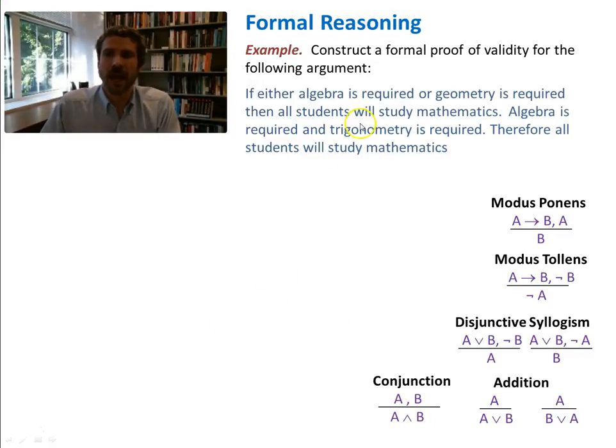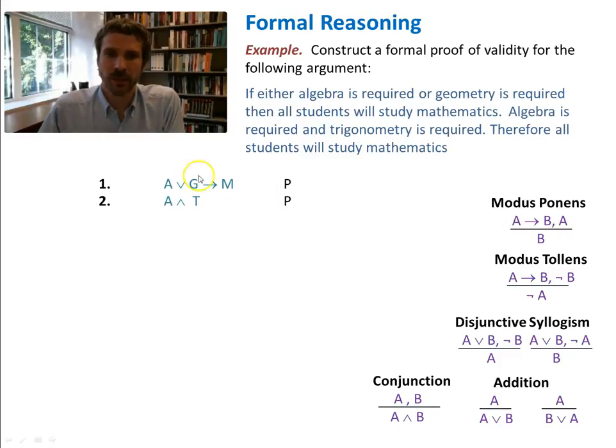Let's take something that's written out in English. If either algebra is required or geometry is required, then all students will study mathematics. Algebra is required and trigonometry is required, therefore all students will study mathematics. Here are the premises. If algebra or geometry, then study math, and we know that algebra and trigonometry is true.